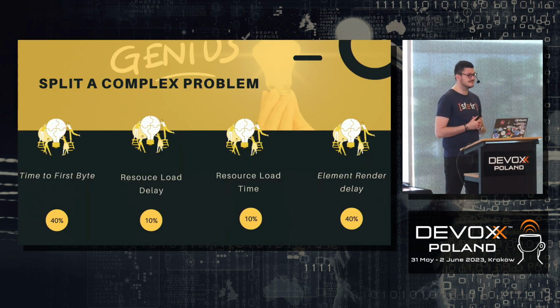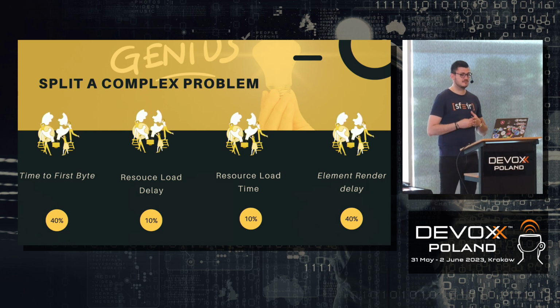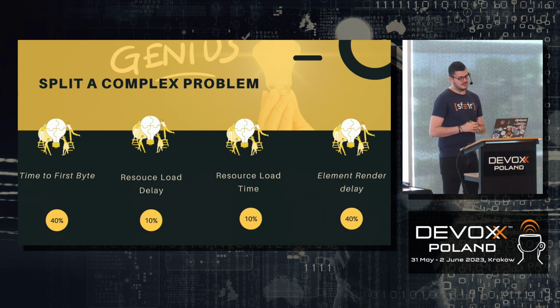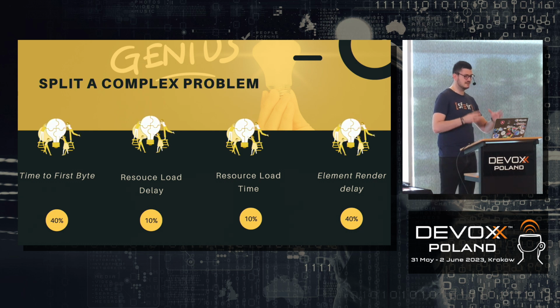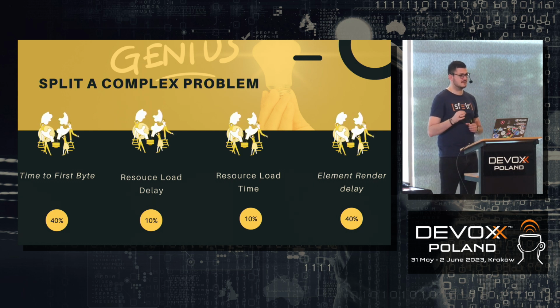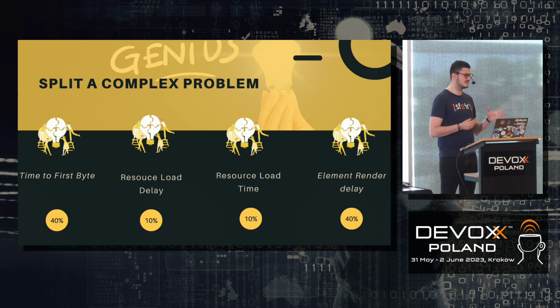And that's why the LCP problem is a complex problem. And as with all complex problems, it's a good idea to split it into smaller and easier problems. So the split is the following. First problem will be the time to first byte. The second problem will be the resource load delay. Third problem, the resource load time. And the final problem is element render delay. On a time scale, these problems represent respectively 40%, 10%, 10%, and 40%.